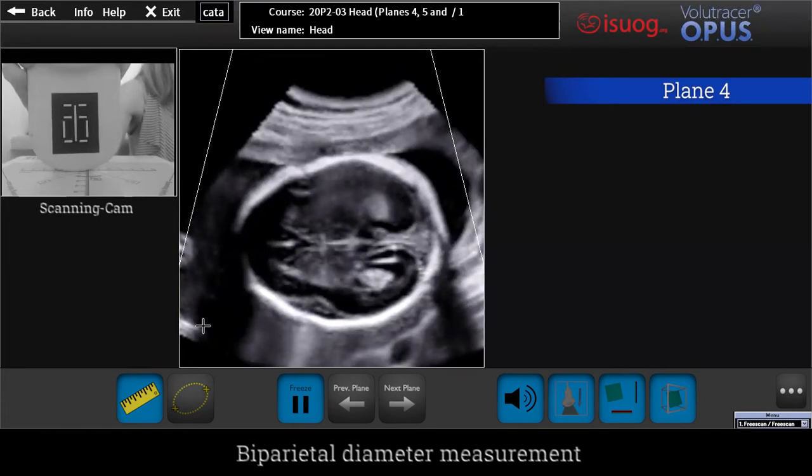And we're going to start with the biparietal diameter in the outer to outer fashion. We start here in a perpendicular manner up to here. So now we have our first measurements, and we move on to the head circumference now.